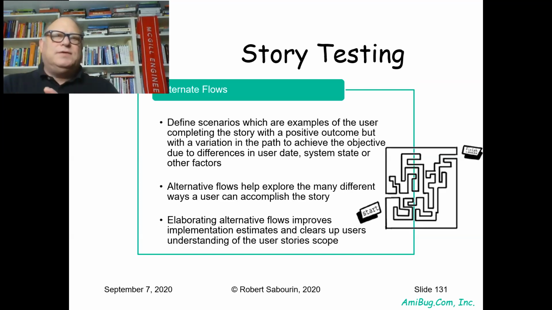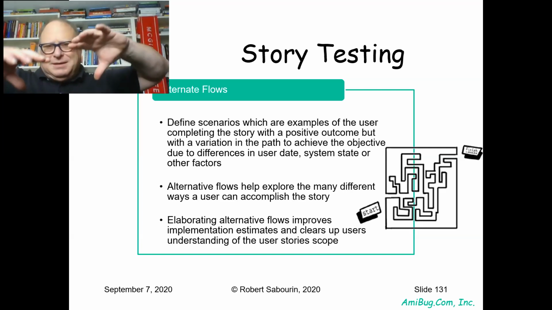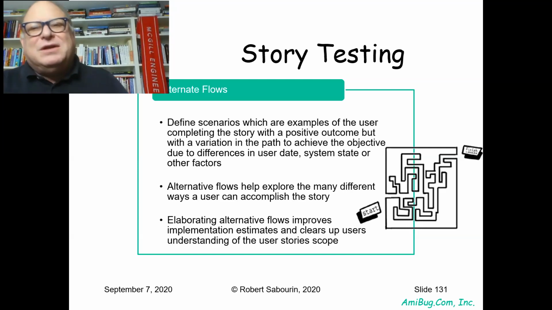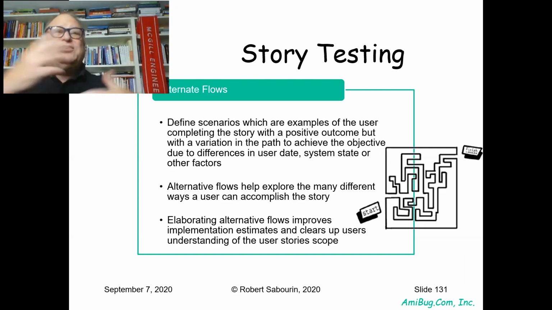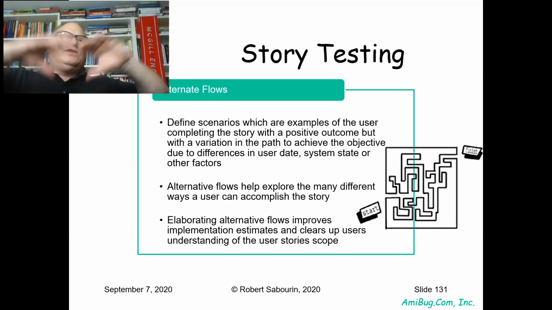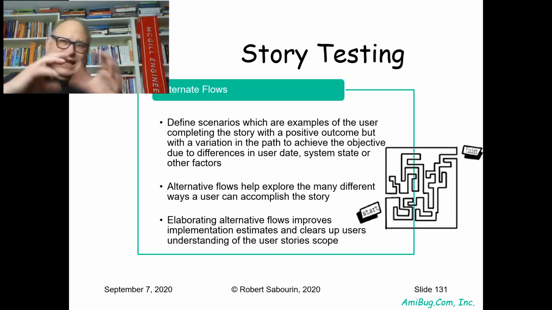Now, alternate flows are other ways to achieve success. So there are scenarios, still examples of the user completing the story with a positive outcome. They succeed, but there was some variation in the path to achieve the objective due to differences in, and it says date, but it's usually data, system state, or other factors. So alternate flows help to explore the many different ways a user can accomplish the story. If we detail alternate flows, we have a better understanding of the amount of effort and work required to actually implement a story. Alternate flows really help us understand the scope of work required in implementing and testing an agile story.